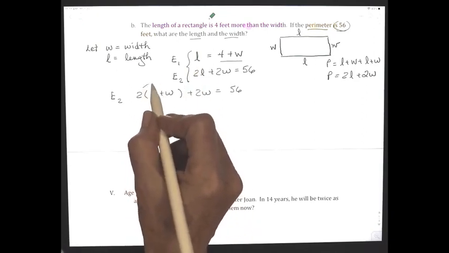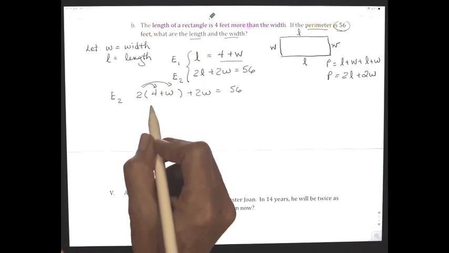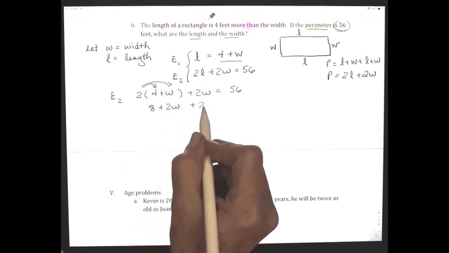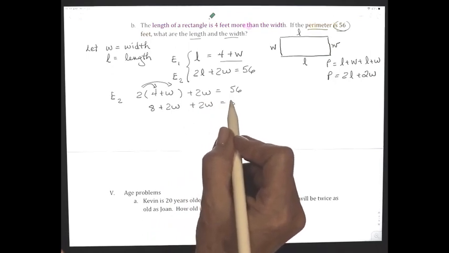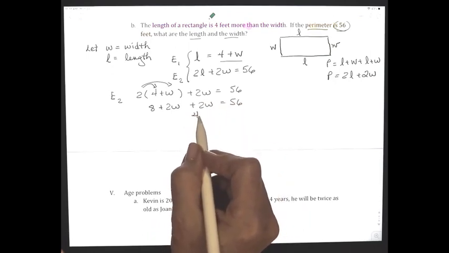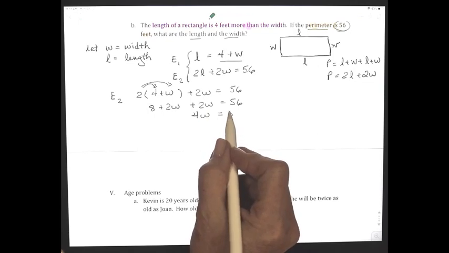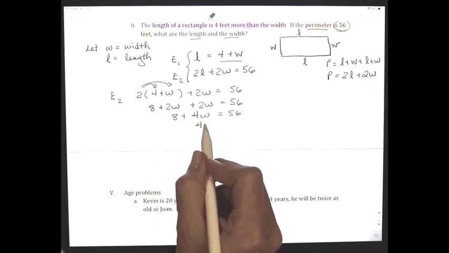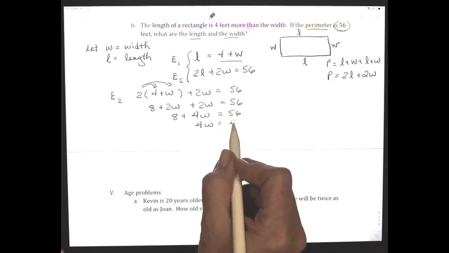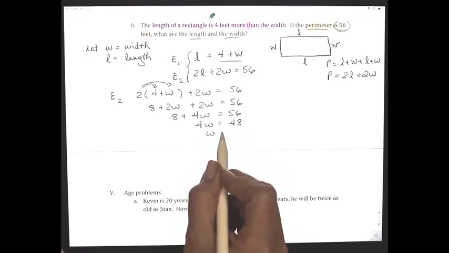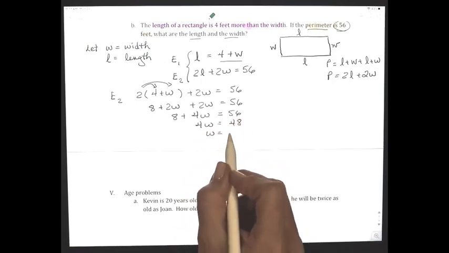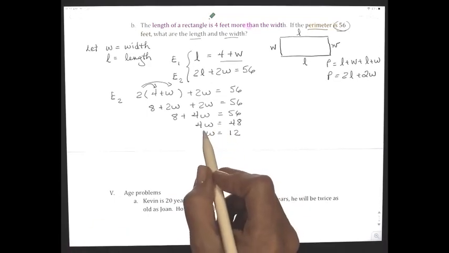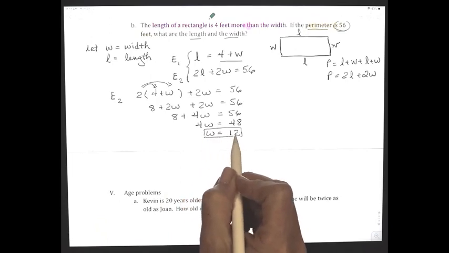So doing a quick little distribution here. Adding the like terms, 2W and 2W. Subtracting 8 and dividing by 4. The width is 12. So I've got my first answer. It looks like the width is 12.